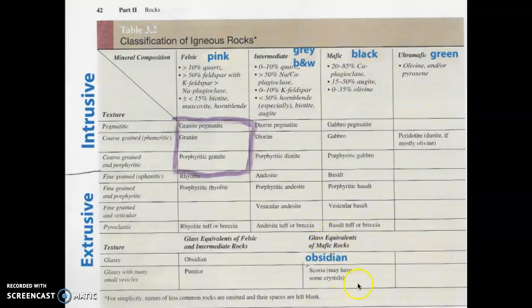So when we put that all together, we get this table that's on page 42 of your lab book, and that you will use to do the lab exercise. You'll notice that across the top we have the composition. Felsic rocks are pink, or they have pink in them. That's the key thing. And you'll notice on this list below the word felsic, it tells you which minerals may be present. So in that list, you'll notice quartz, which is a clear crystal, but 50% feldspar with potassium feldspar, and K feldspar is pink.